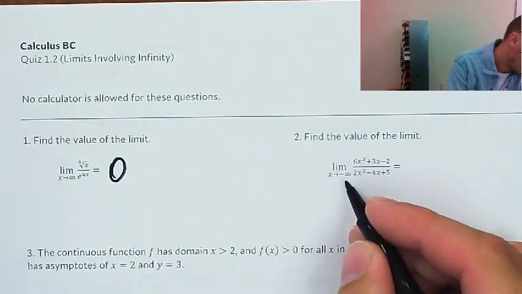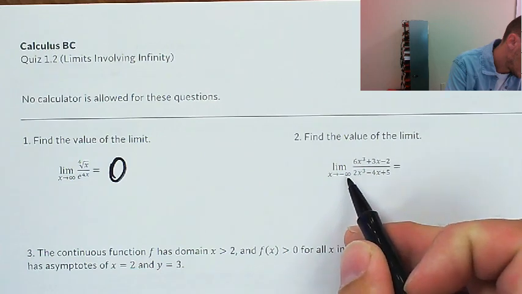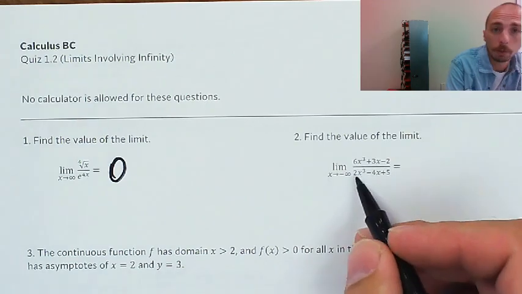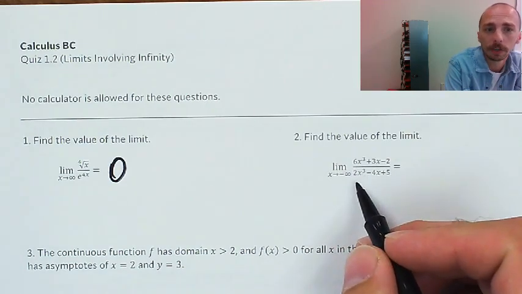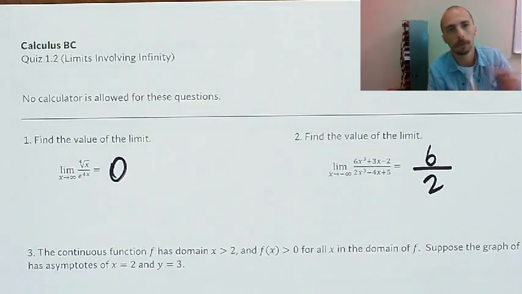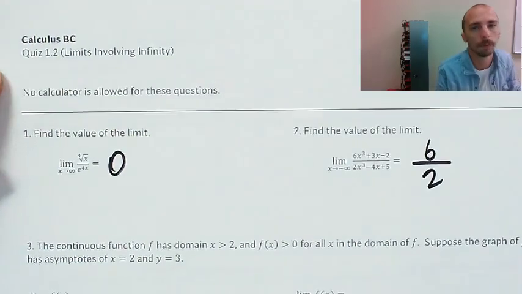And then over here, as x approaches negative infinity, we have, okay, a 3rd degree on top, 3rd degree on bottom. Okay, so we're going to be looking at the ratio of the leading coefficients. That's going to be 6 divided by 2. If you want to simplify that to 3, be my guest, but I think actually 6 divided by 2 is a little more clear on how we got that answer. So I'm going to leave it like that.